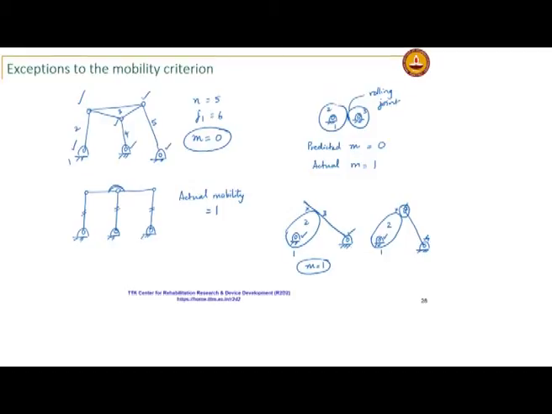What is my mobility here? I have n equal to 4, j1 equal to 3, j2 equal to 1, gives me a mobility of 2. Just plug it in, 9 minus 6 minus 1, I get a mobility of 2. It is pretty much the same.